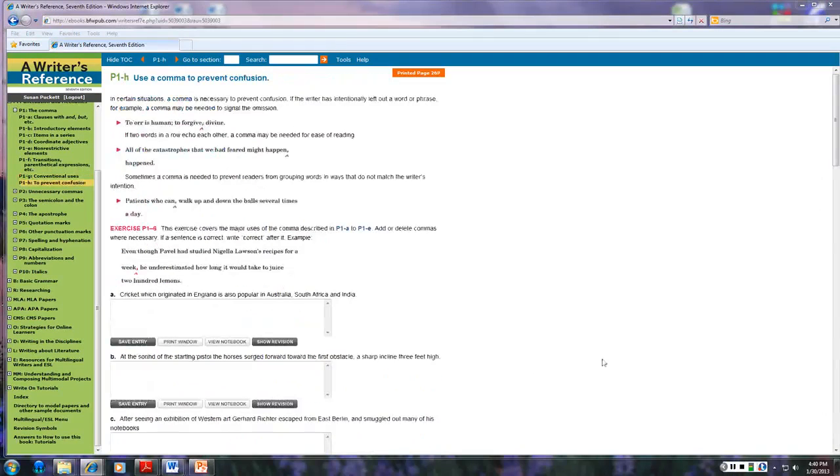And sometimes we need commas just so it prevents confusion. All of the catastrophes that we had faced might happen, happened. A patient who can walk up and, patients who can walk up and down the hall several times a day. Again, the idea is that the comma is there to help your reader know when you have a pause in thought, so that they can organize the thoughts and understand the relationships easily.